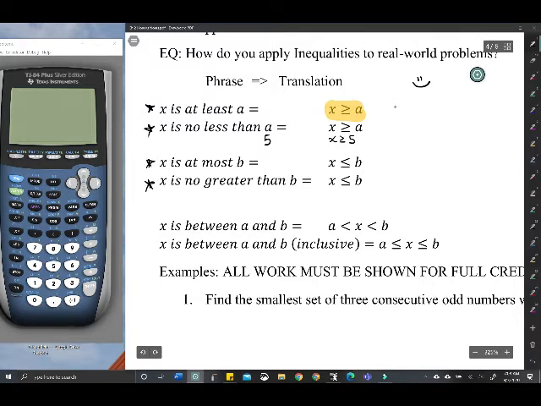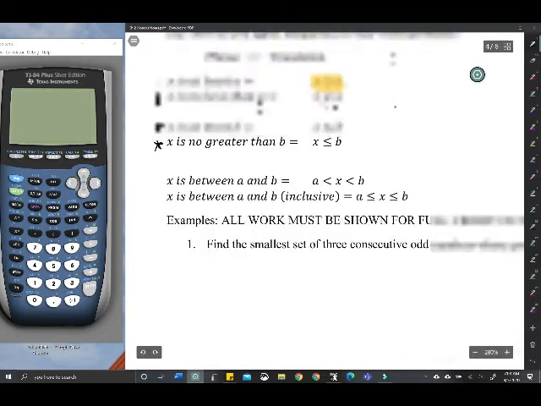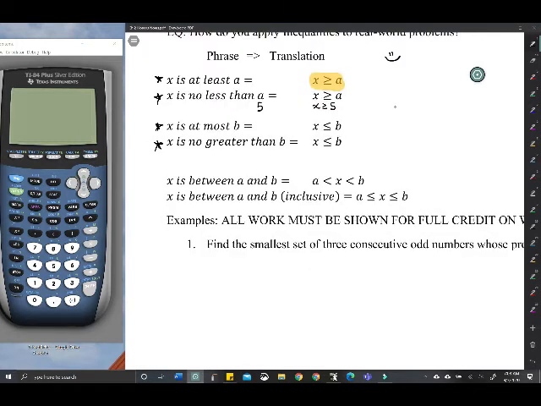Similar idea with less thans. x is at most b, x is no greater than b. Certain problems say x is between a and b, and there's also inclusive and exclusive. I will be specific. I'll help you decide whether it's less than or equal to for both of these. So I will state if it's including or excluding, okay?